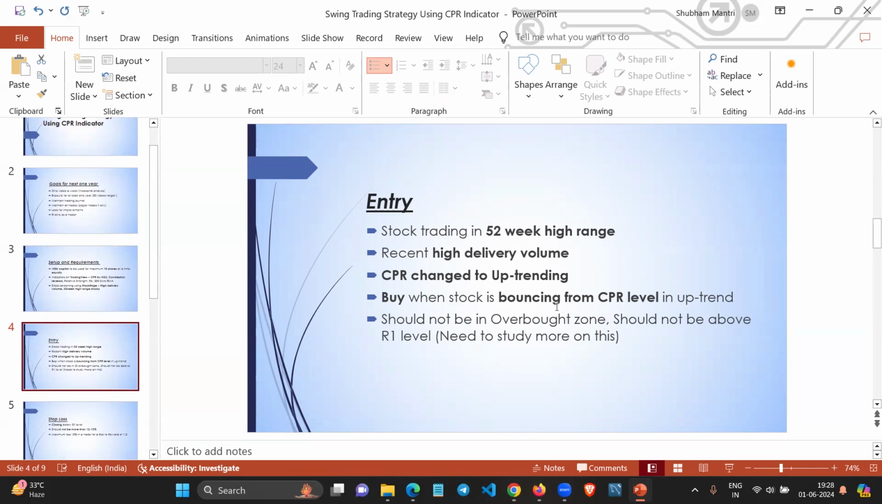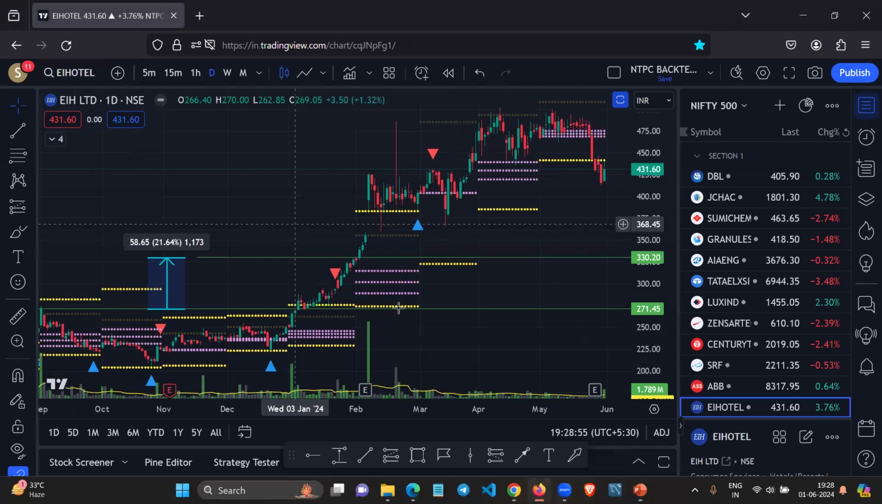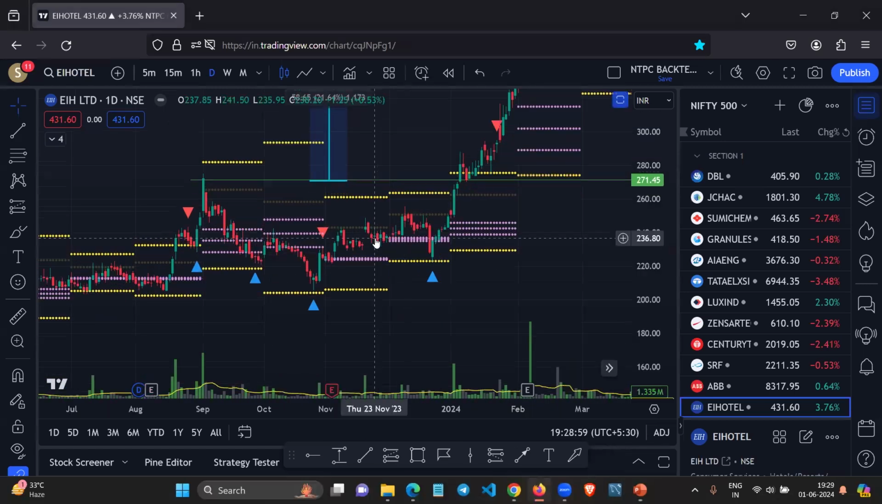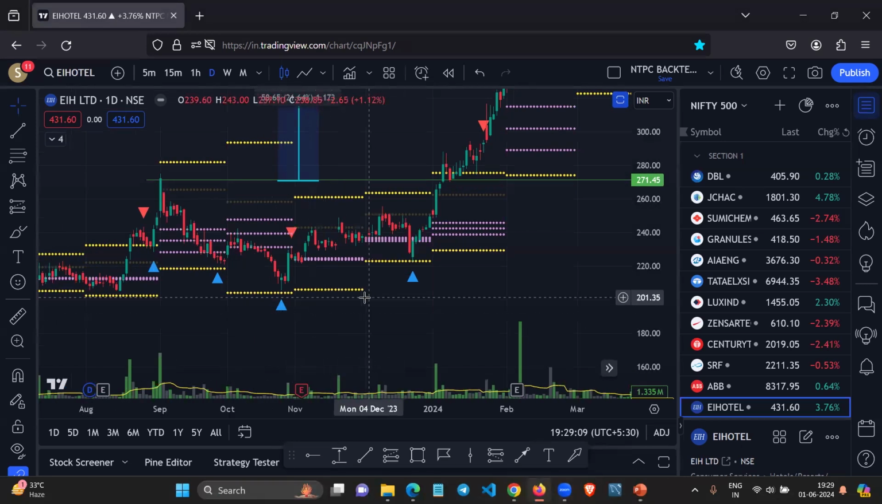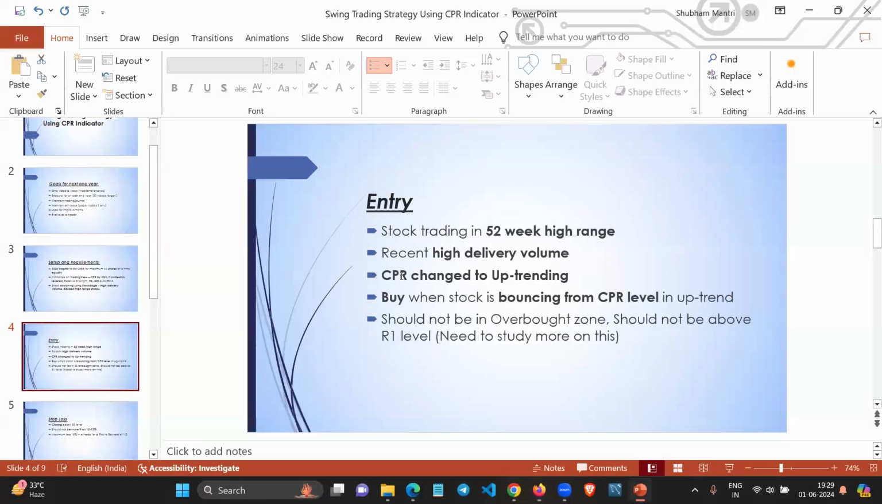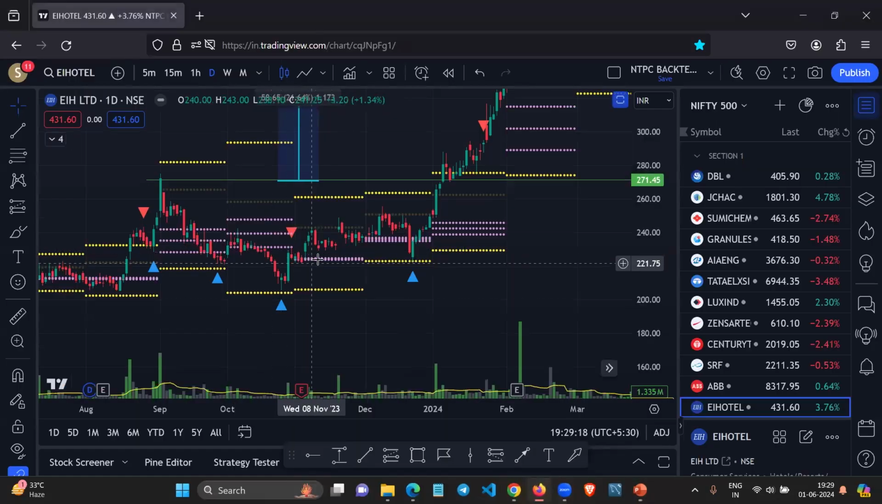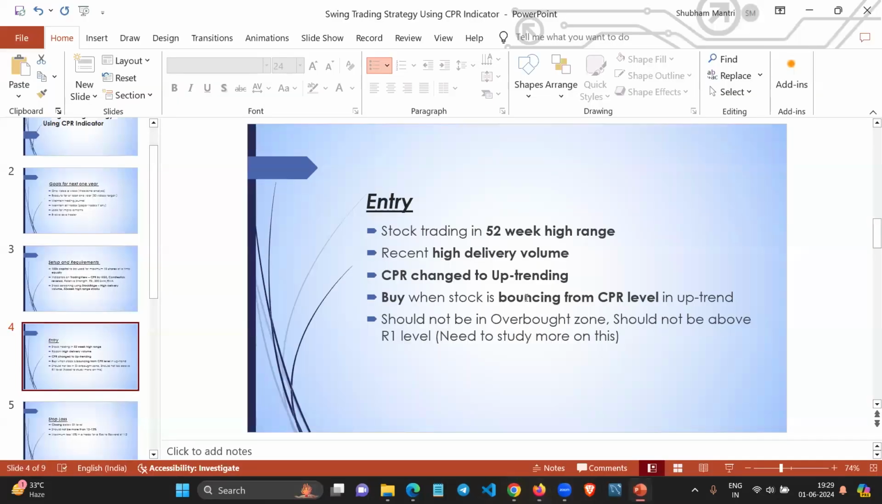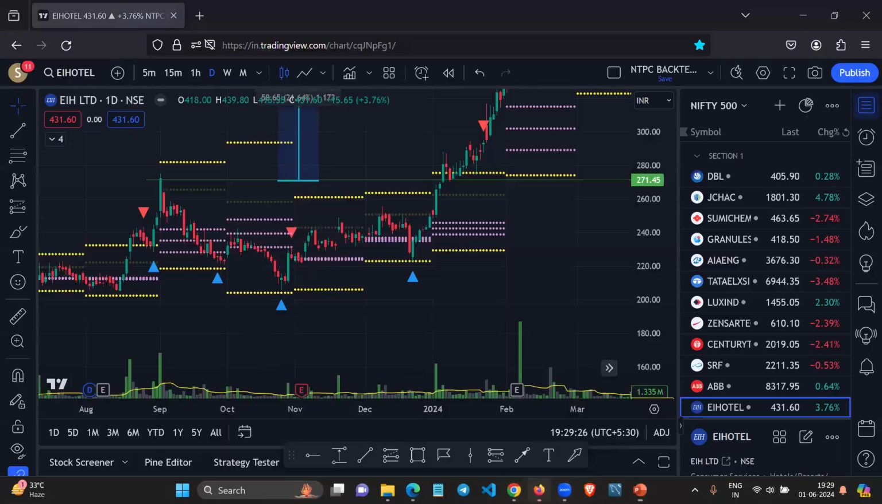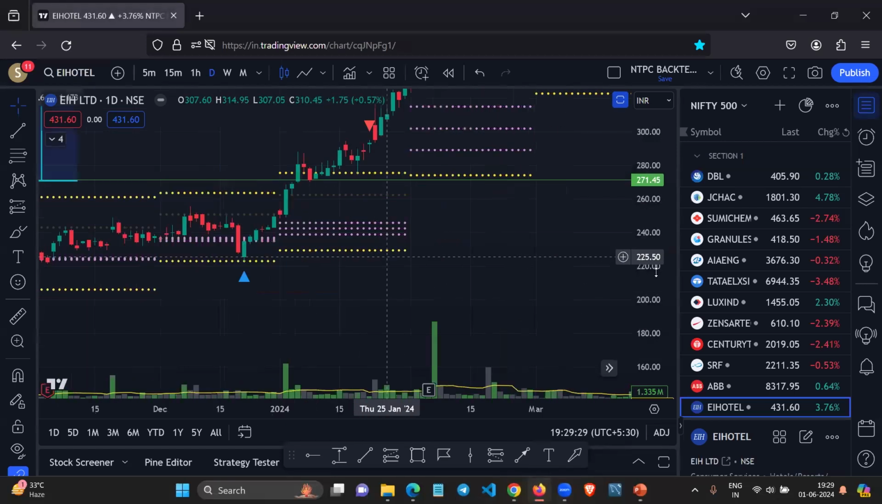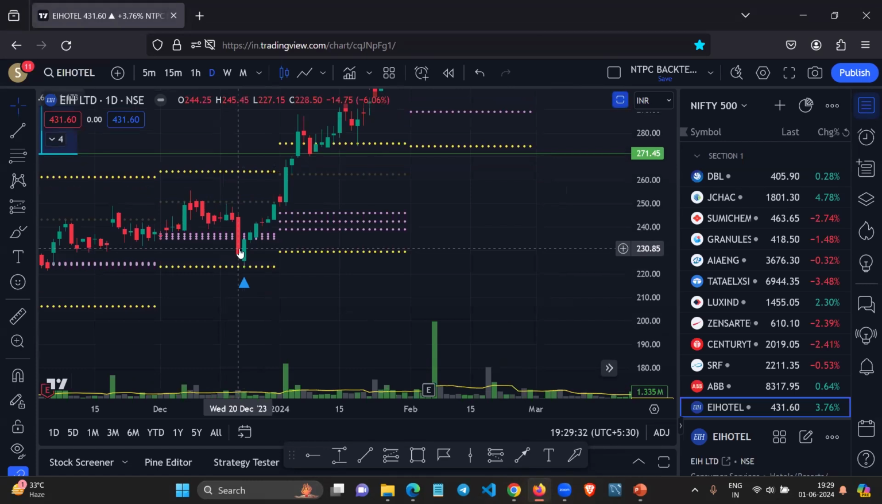Then it should have recent high delivery volume. So here if you see, we thought of buying somewhere here, right? And in previous months you can see high delivery volume. See this volume green candle. That means something is going on in this stock, so we can buy this stock. Then CPR changed to uptrending. CPR changed to uptrending here. And then the price should bounce back from the CPR levels. Bounce back. This also we can consider as a CPR bounce.